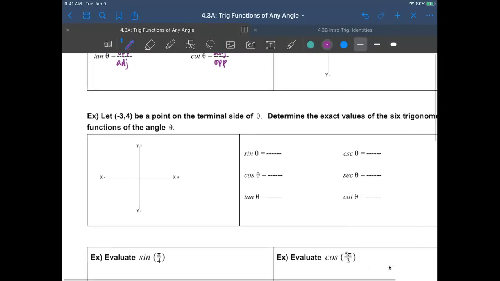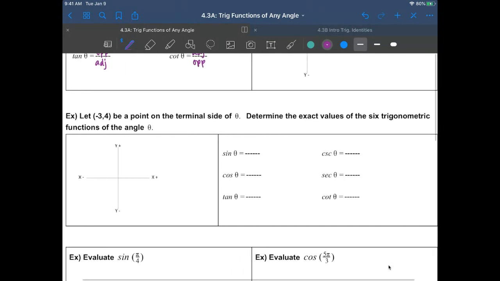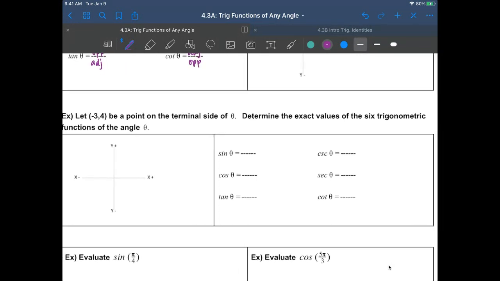Here's an example of finding all 6 trig ratios of the given angle. So we know that negative 3, 4 is on the terminal side of our angle. So I'm going to go ahead and start by drawing our initial side. And then I'm going to move over 1, 2, 3, up 1, 2, 3, 4. So the terminal side lies at the point negative 3, comma 4. My angle theta is here, but I have my reference triangle that helps me use my right triangle trig.